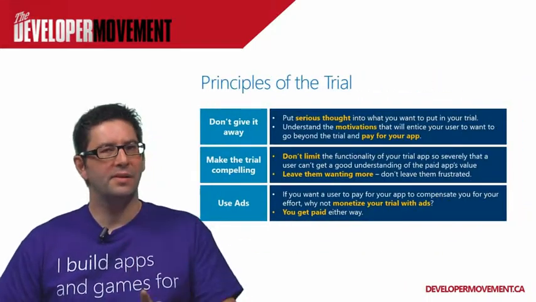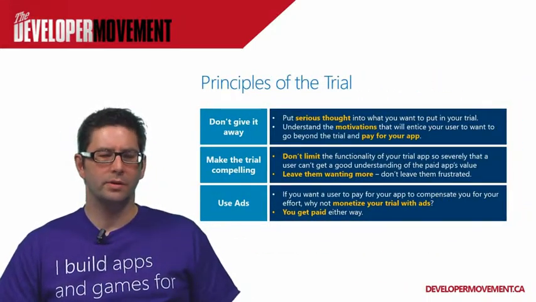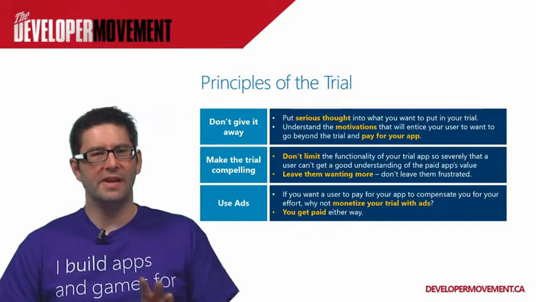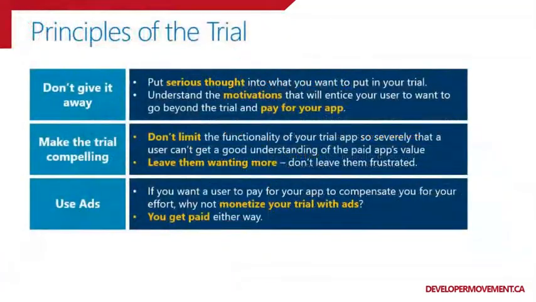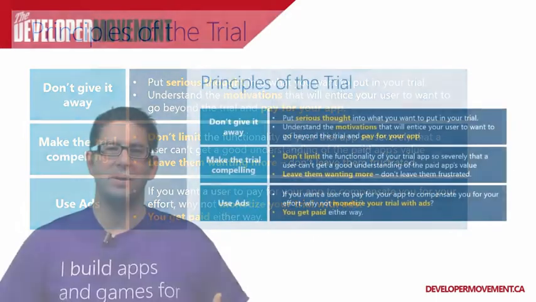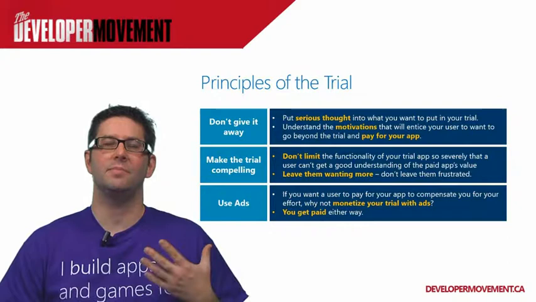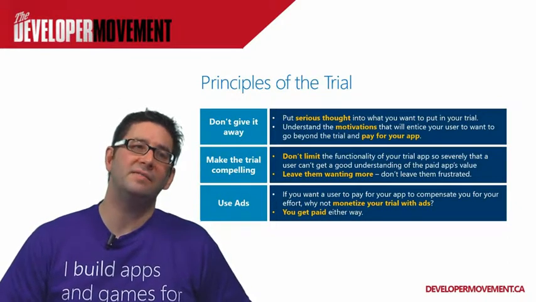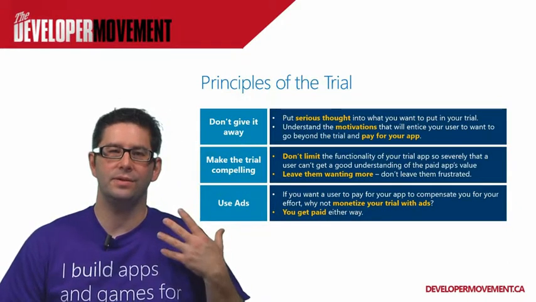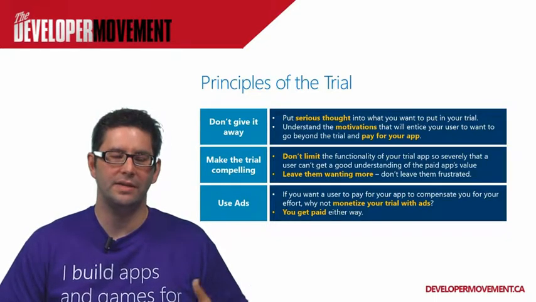So let's talk about the principles of the trial, because this is really important. The first thing you have to make sure of is that you don't give away the application that you're charging for. Really think hard about what you want to put into the trial and what you want to keep out of the trial, because understanding the motivations of your users is a very, very important component of this. You don't want to give everything away, because then that won't motivate a user to buy the application. Likewise, if you lock it up too much, the user's not going to see the value, and we'll get into that in a bit.